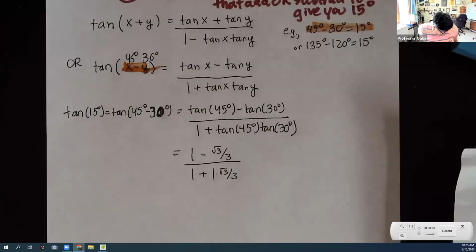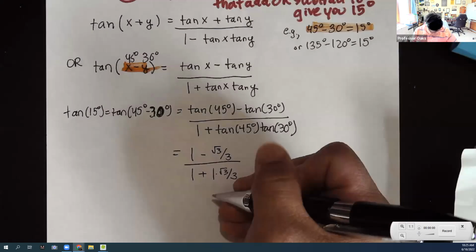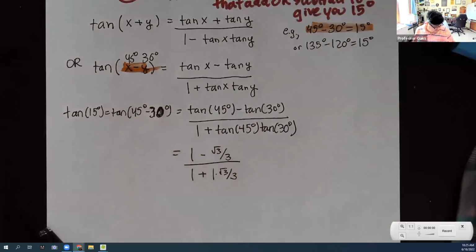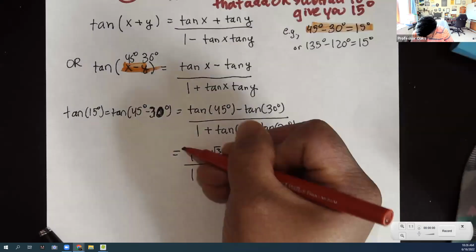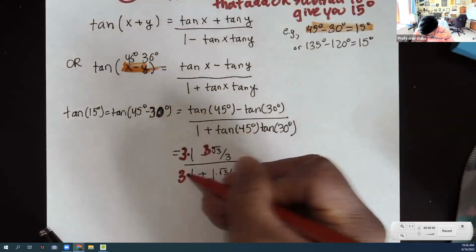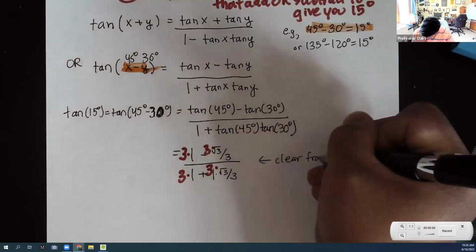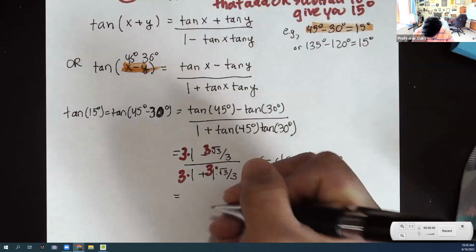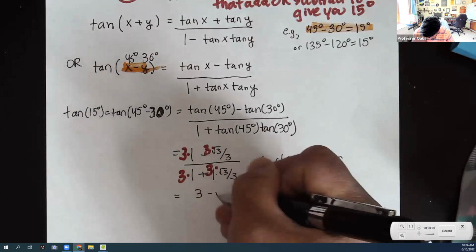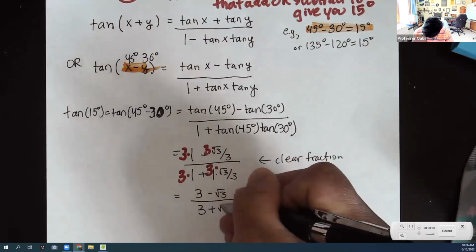And I'll admit that they actually do in the book, I think, leave it like this, but well, actually not like that. They would at least try to clear the fractions, because remember, you have to type this into the computer at some point, so you don't want to type something messy in. So clear the fraction. You can multiply by 3 all the way through. So 3 minus square root of 3 over 3 plus square root of 3, and then leave it like that.